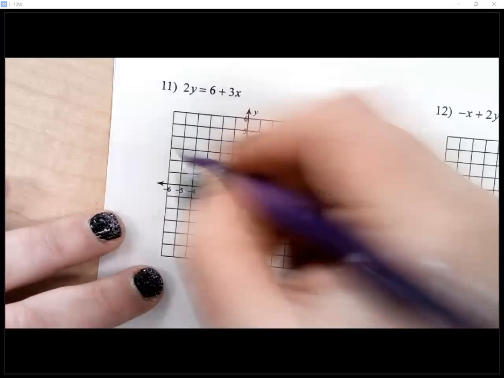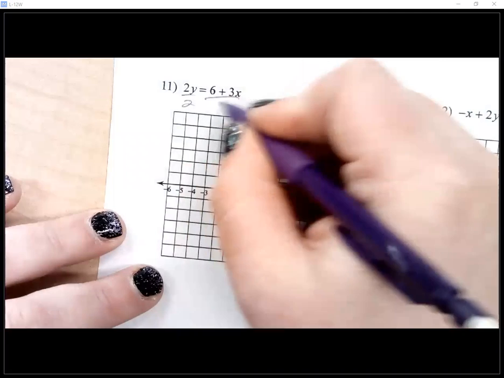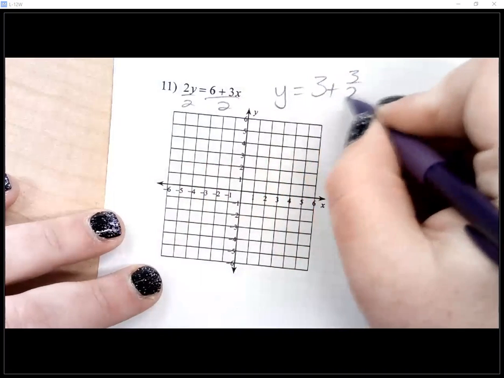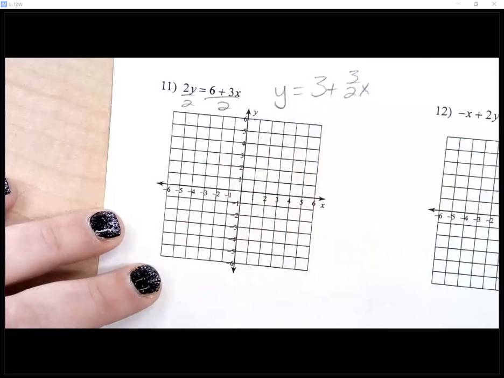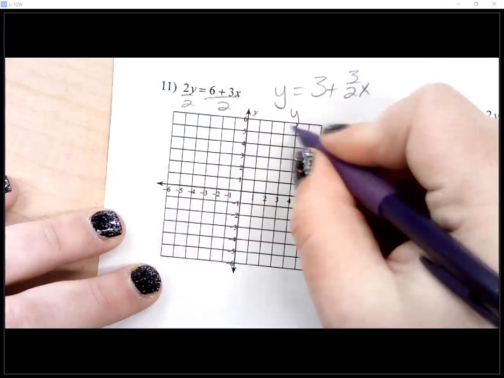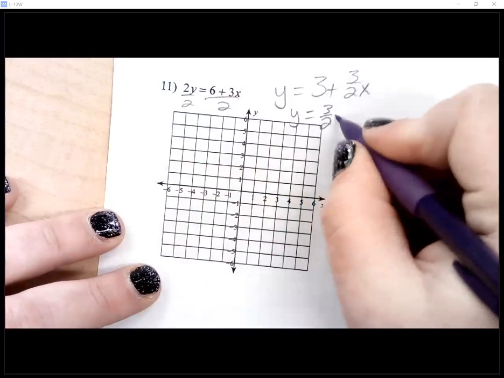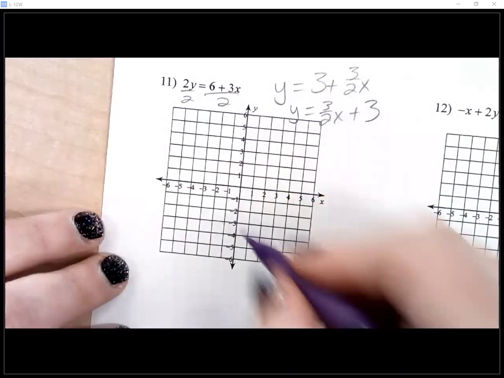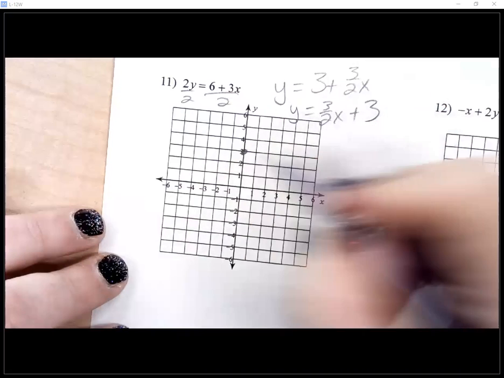So if I divide all of them by 2, I get y equals 3 plus 3/2 x. But remember, we like the x term to be first. So I might just take the extra second to rewrite it. There it is. And now it's in slope-intercept. And now it's easy peasy. And I can do this all day long. Start at 3, up 3 over 2.